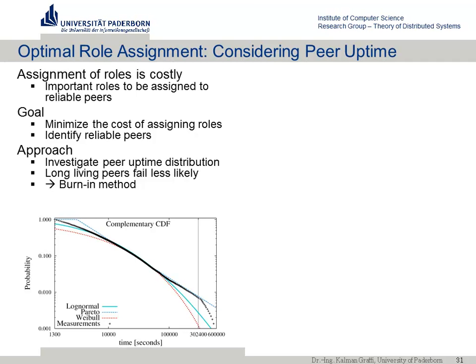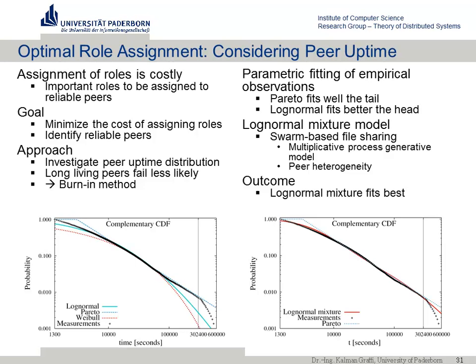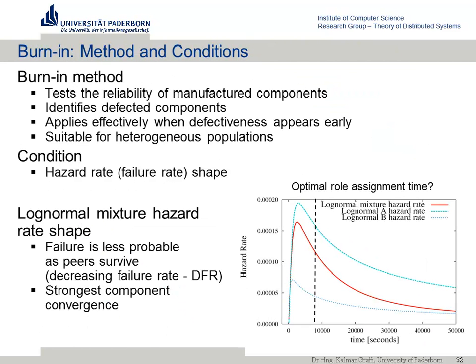And there are also some observations and some modeling, and what came out is basically that the Pareto distribution fits best. I don't want to go into detail about these distributions, but just to transport the idea. And where does this burn-in term come from? This terminology is coming from the manufacturing of components, for example creating light bulbs. And this can still be applied to many aspects.